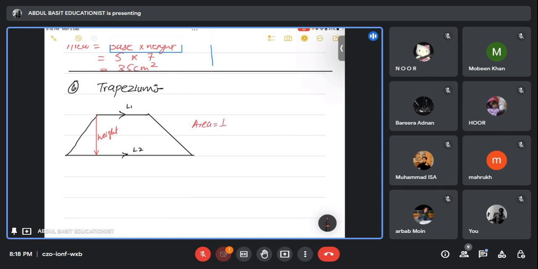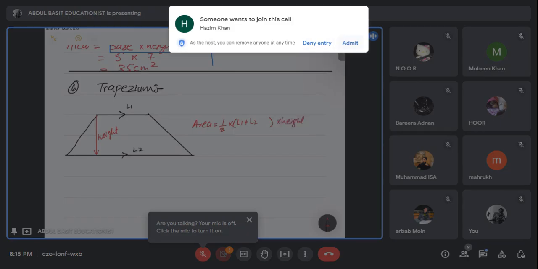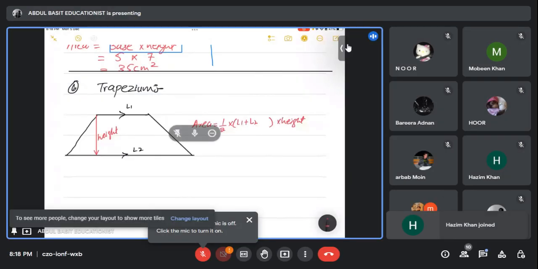So area of the trapezium is equal to 1 by 2 times bracket L1 plus L2 into height. Please do write height in complete, because most of the students confuse height with the hypotenuse. So this is what the area is.